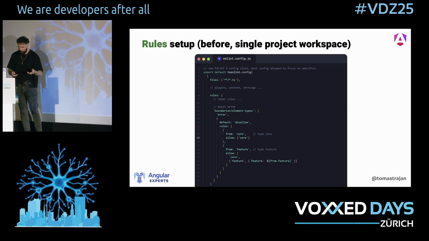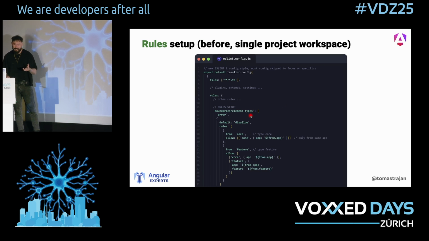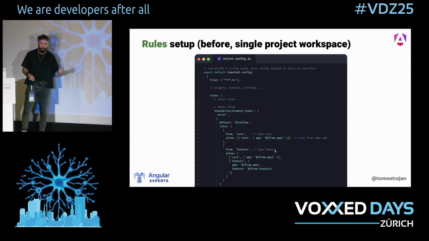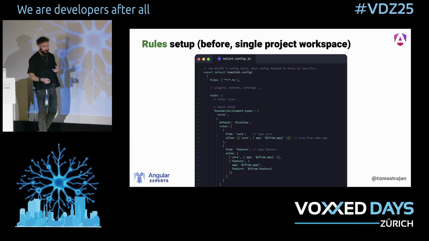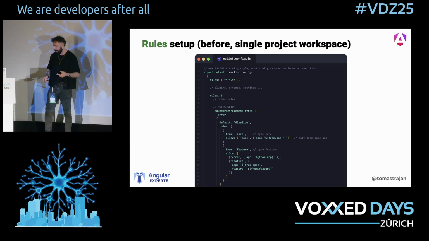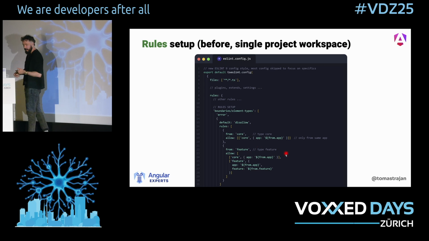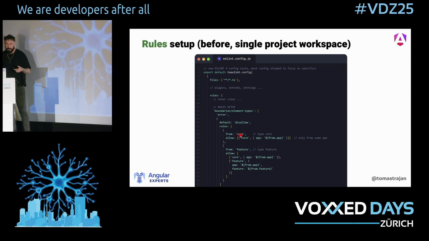Same for the feature. And then we can extend the rule set to not just say, okay, core can consume from core, but only if that core is from the same app, right? So like the user service from app A should not import the authentication service from app B. So we can prevent this. And as you can see, this works exactly the same as what we did previously with the feature, that the feature could consume from only itself, like the feature from the same name.